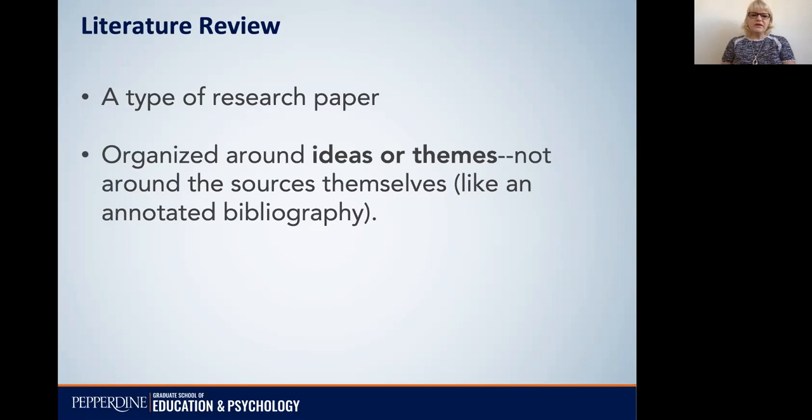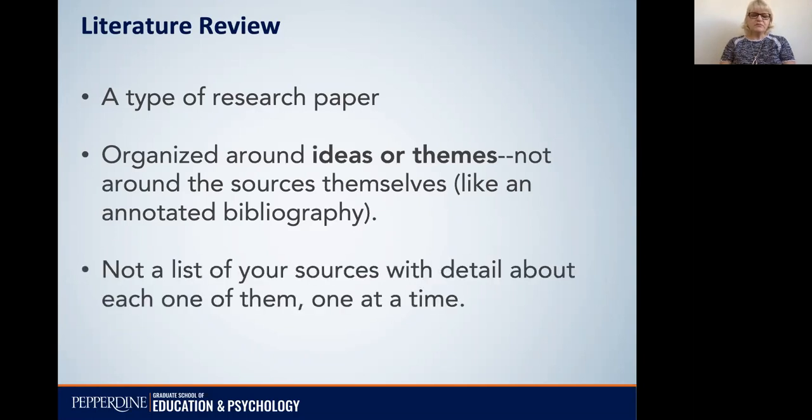The review is organized around ideas or themes, not around the sources themselves. So with the annotated bibliography, you have source, summary, source, summary. So it's just by sources. With the literature review, you're thinking more holistically, looking at all of those sources and trying to put all those together in an analytical, synthesized way by organizing around themes. And to reiterate here, it's not a list of your sources like an annotated bibliography.